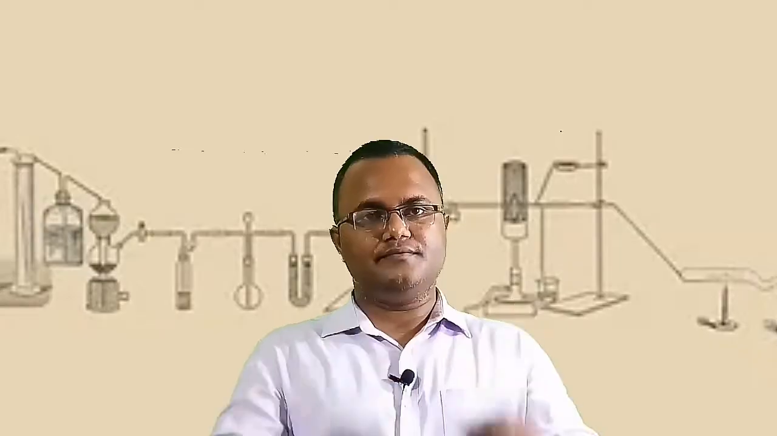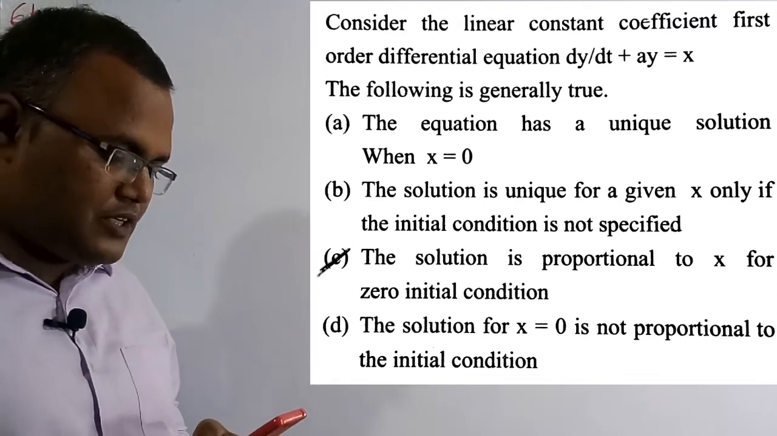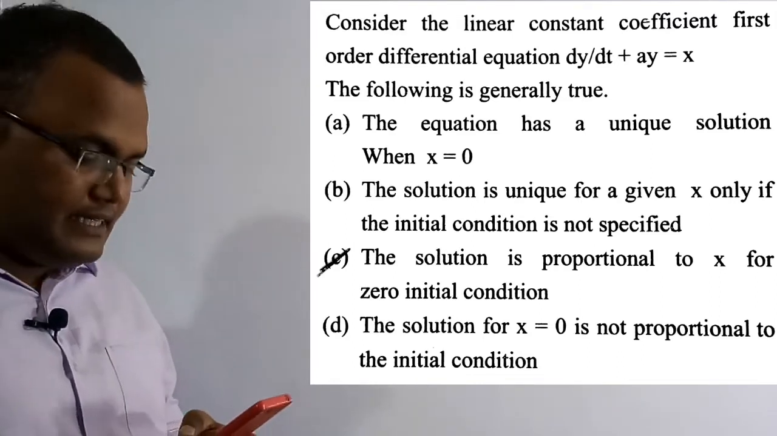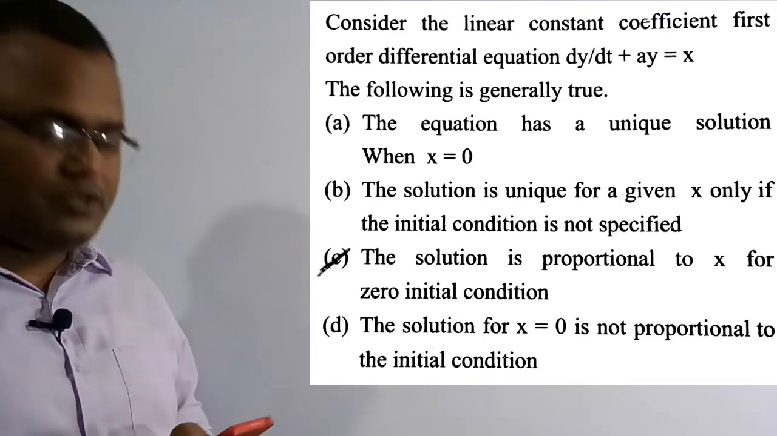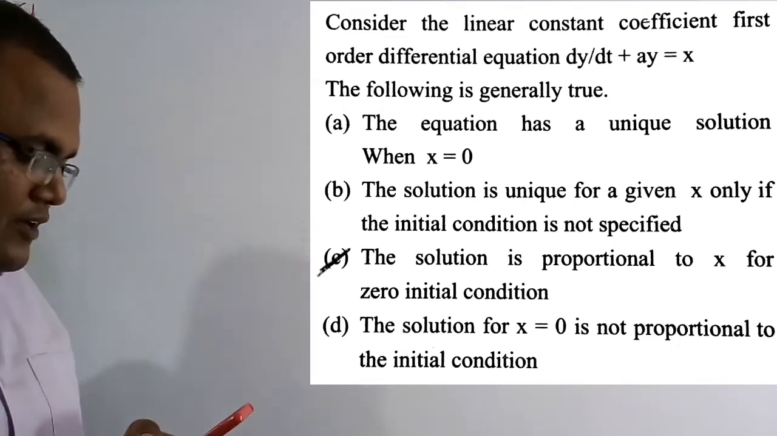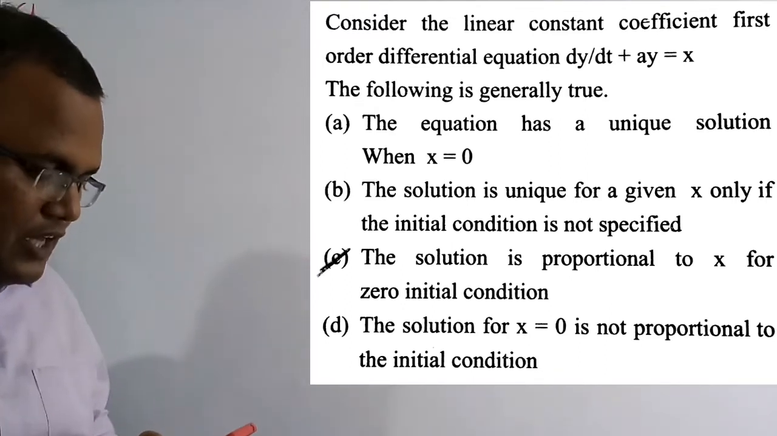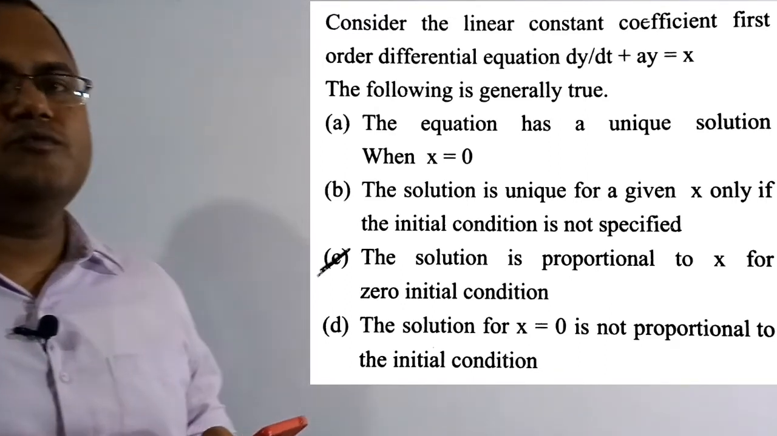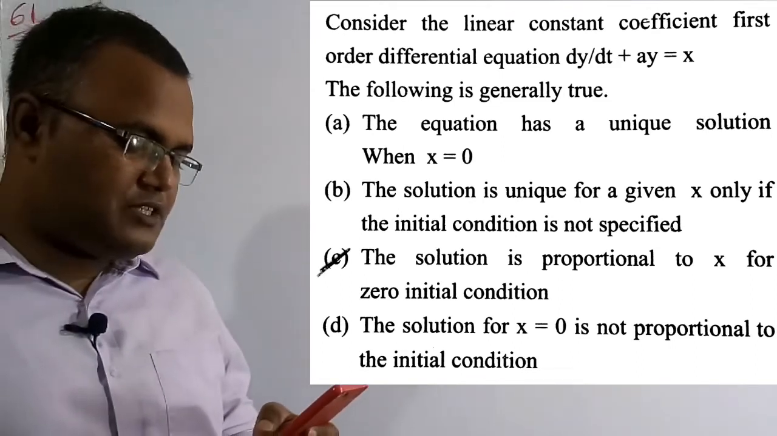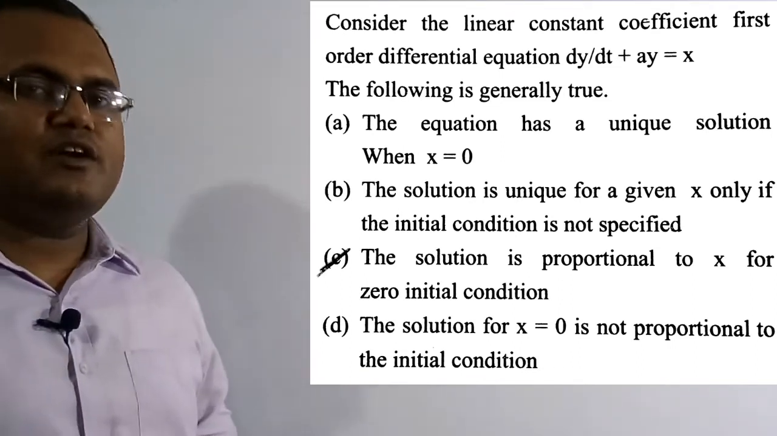So let's get started. Now we are going to solve question 61. See the question here. Consider the linear constant coefficient first order differential equation, which is dy by dt plus a into y is equal to x. Then the following is generally true. They have given the constant coefficient differential equation, the first order, and out of these four options, we need to figure out which is true. Option C: the solution is proportional to the input x of t for the zero initial condition.